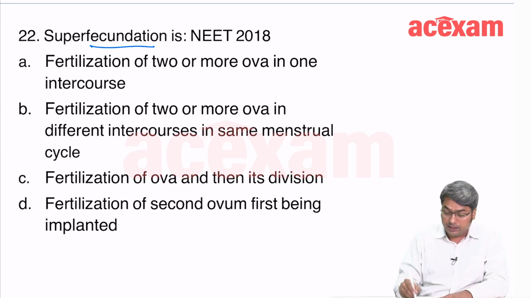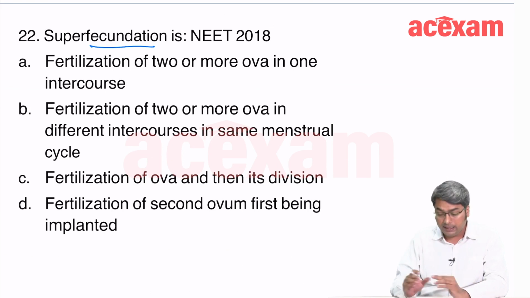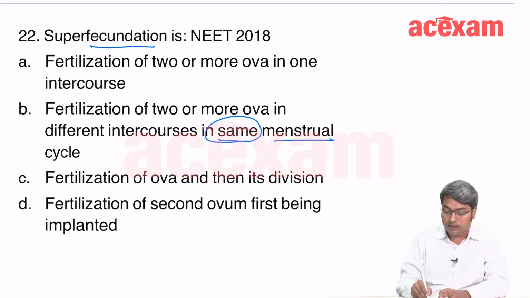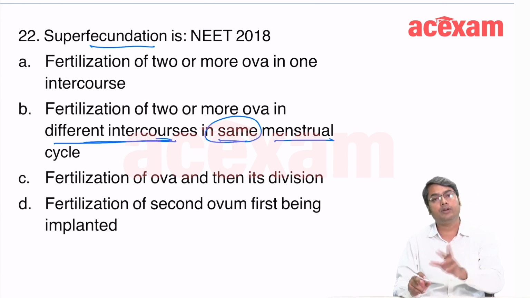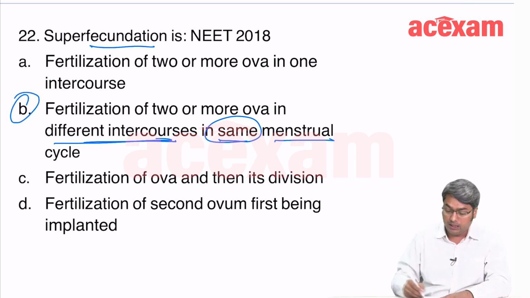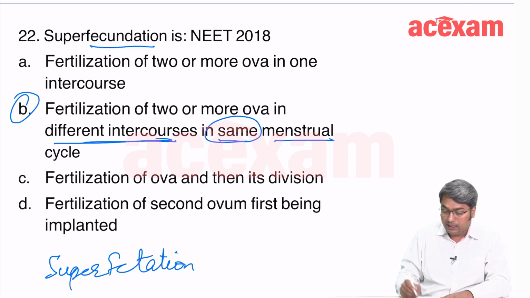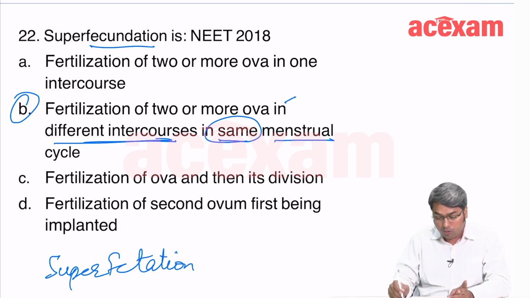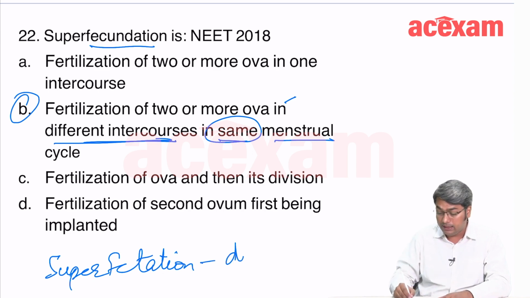Superfecundation means fertilization of 2 or more ova in different intercourses in the same menstrual cycle. In the same menstrual cycle there are different intercourses, and that's why 2 different ova have been fertilized by 2 different sperm. That is known as superfecundation. Superfetation, on the other hand, means fertilization of 2 or more ova in different intercourses in different menstrual cycles. Okay.